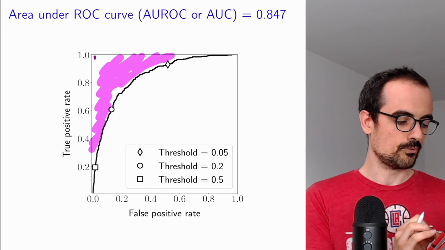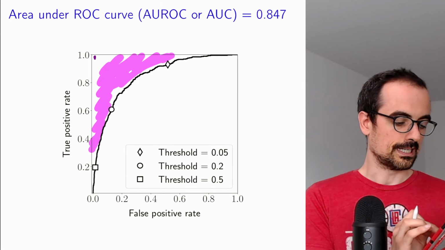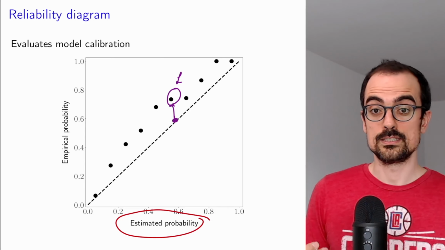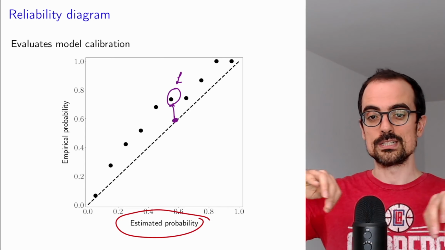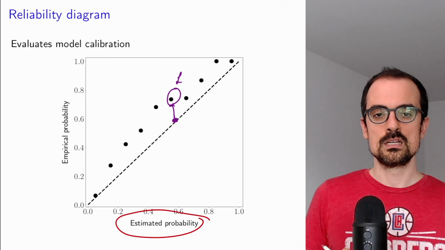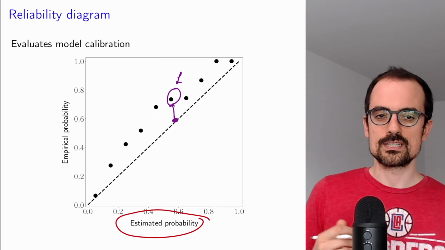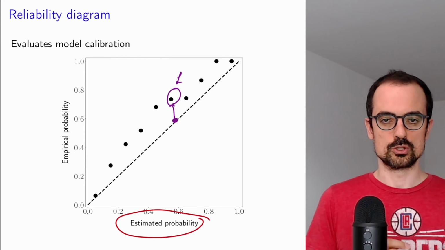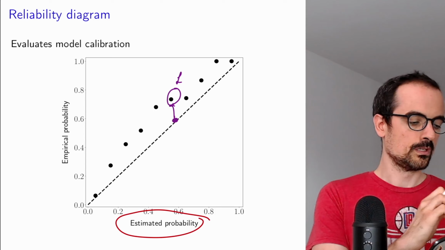This is the reliability diagram that compares the estimated probabilities to the empirical probabilities once we have separated according to those estimated probabilities. And it's pretty good. The points are not that far from the diagonal where the empirical probability corresponds to the estimated probability.